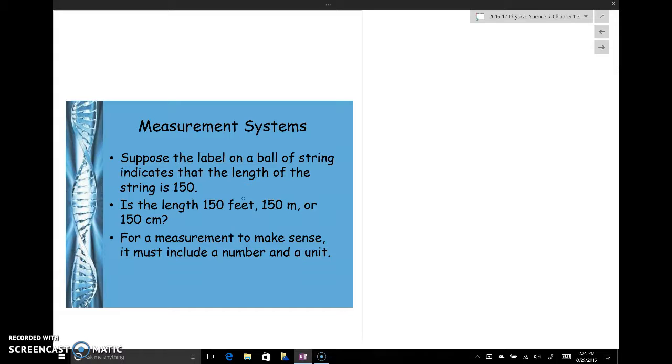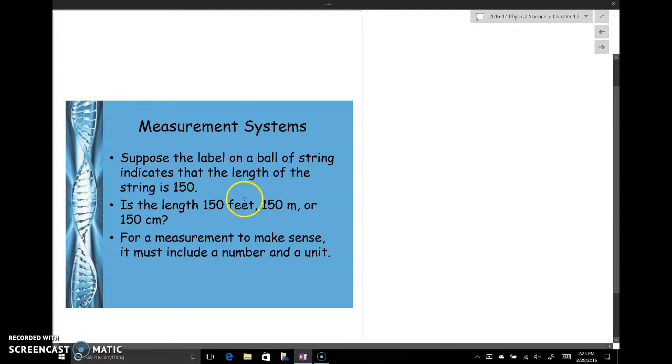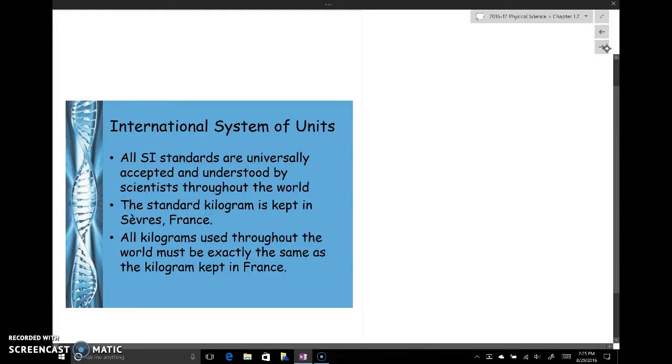rover that was going to Mars that they realized that they had not converted everything to the same units. So when the rover was supposed to land gently on the surface of Mars, they had miscalculated because they hadn't all used the same units, and it smashed into the surface of Mars and was destroyed. So very, very important for us to be communicating and telling each other what units we're using so that we're all on the same page.